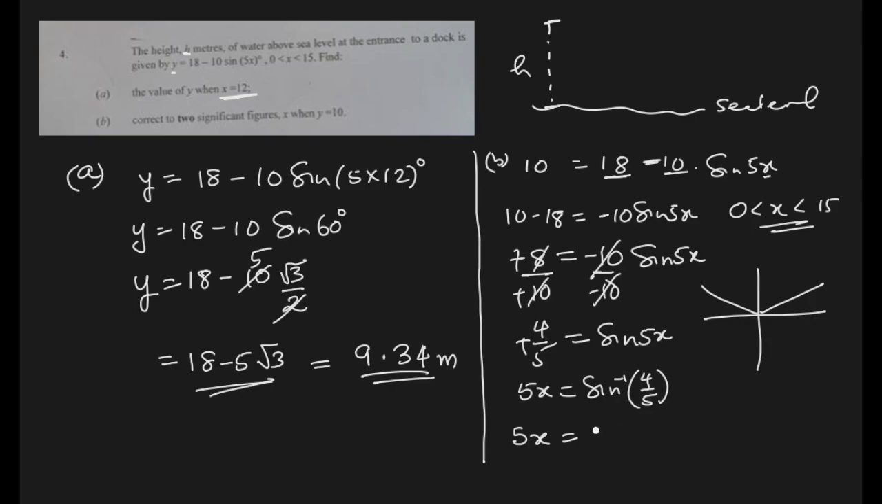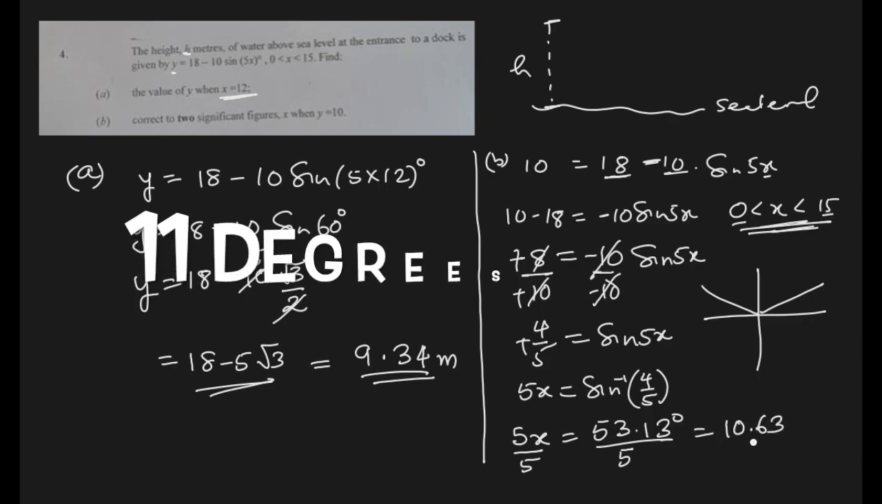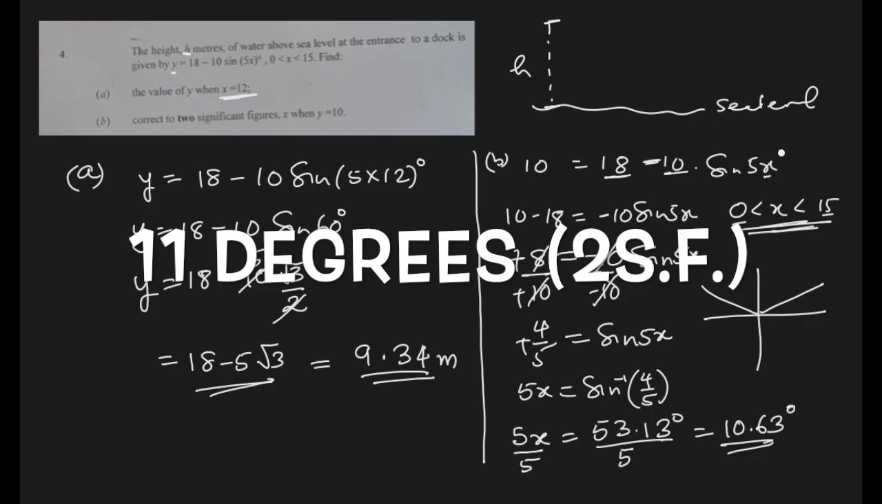So I got here 53.13, and this is not x actually, because x has to be between 0 and 15. This is 5x, so we will divide both by 5. So divide by 5 equals 10.626, or 10.63, which is perfectly between 0 and 15.